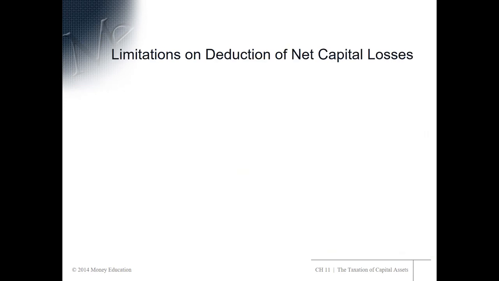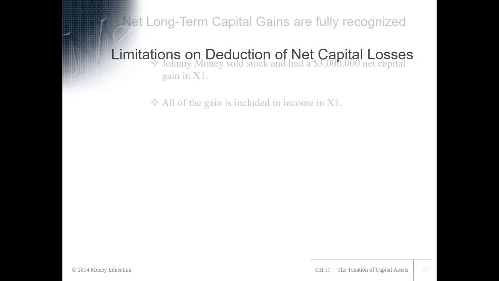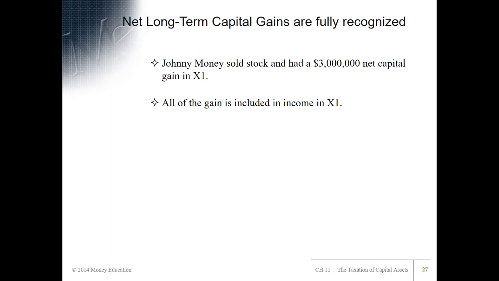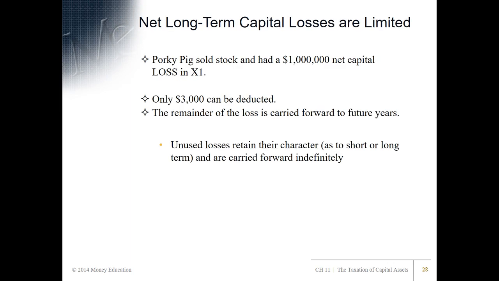Okay, the bad news is that there's a limit on the deduction of net capital losses, not gains, of course. So net capital gains are fully recognized. Johnny Money sold stock and had a $3 million net capital gain in year one. All of that gain is going to be included in income in year one. Now, we've talked about capital gains, but this is the first time we've introduced this idea of a net capital gain, so we'll talk about this here. But net capital losses, as we indicated, are limited.